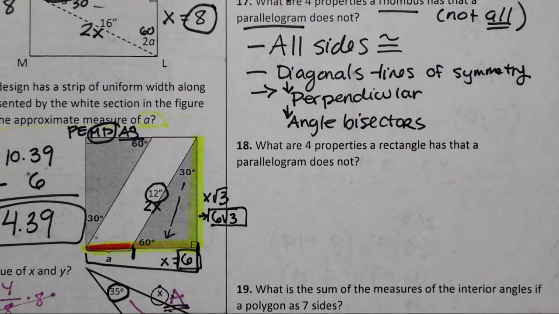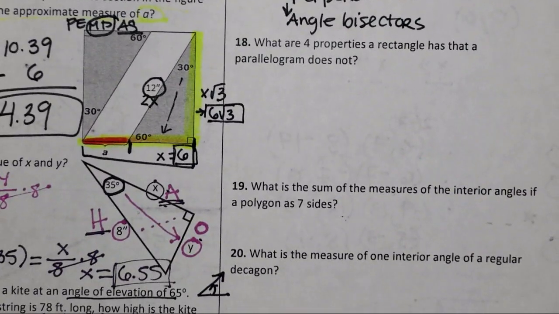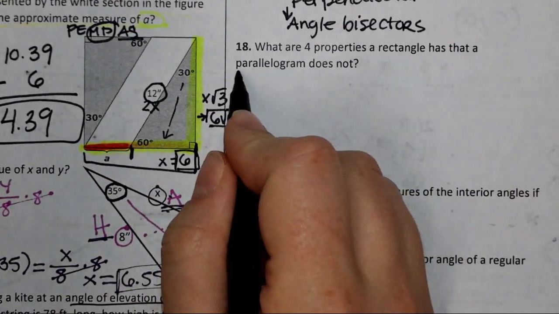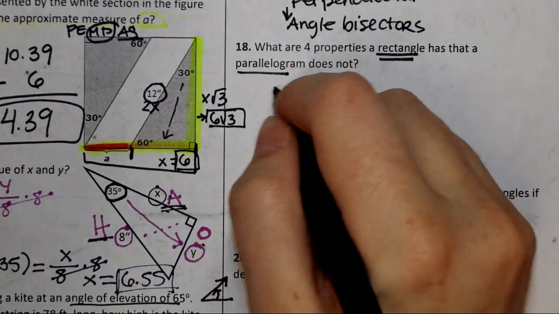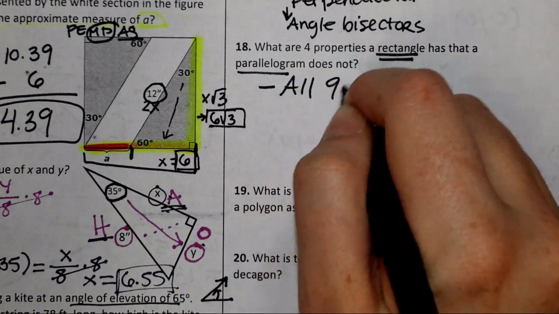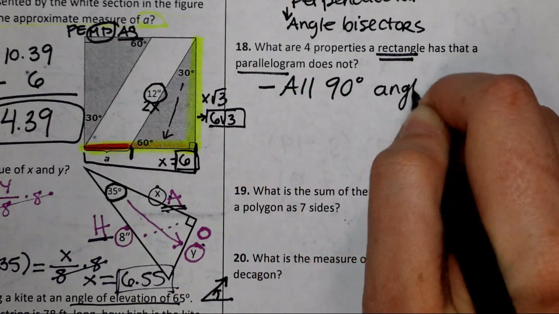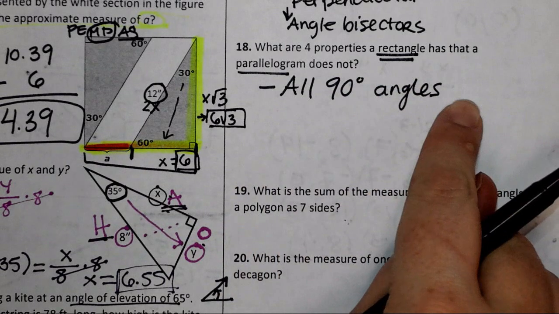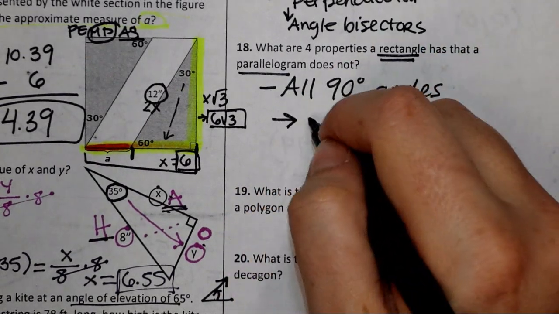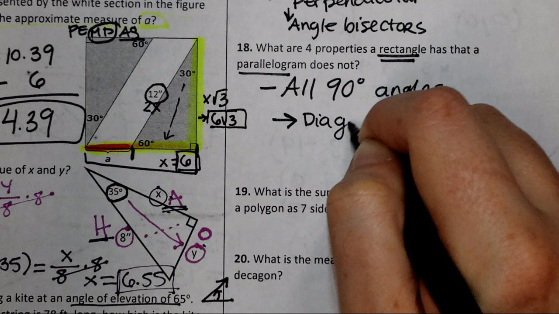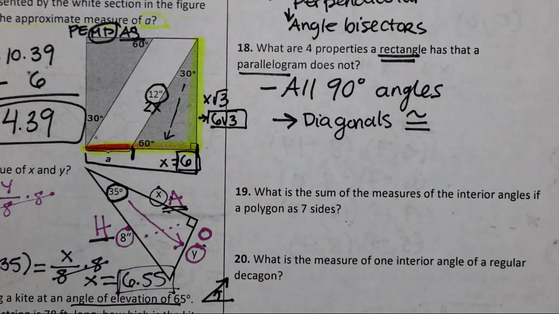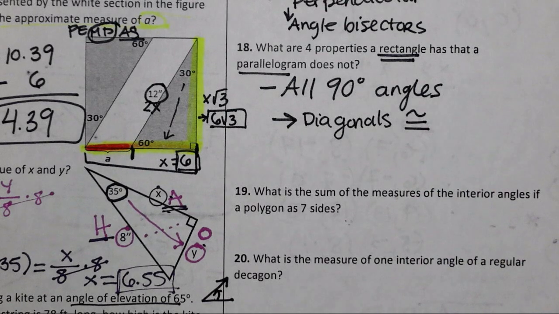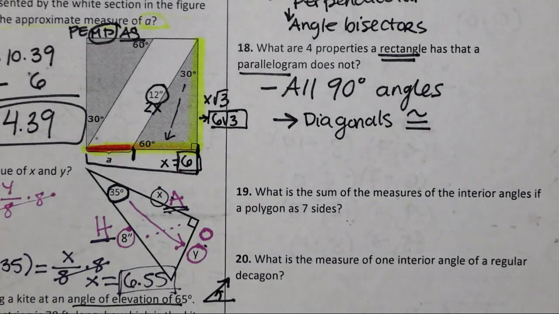18. What are 4 properties a rectangle has that a parallelogram does not? So, once again, we know what a parallelogram has. What makes a rectangle special, okay, is that it has all 90-degree angles. Okay, and those all 90-degree angles end up making the diagonals congruent. What else? Diagonals are congruent. Let me look at my notes.